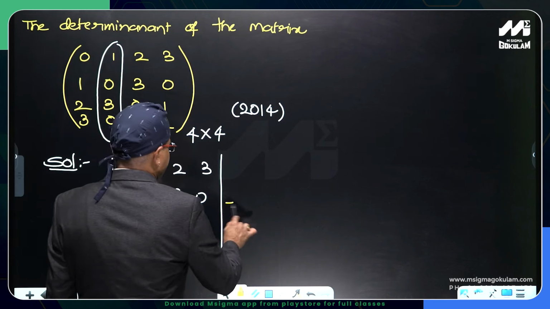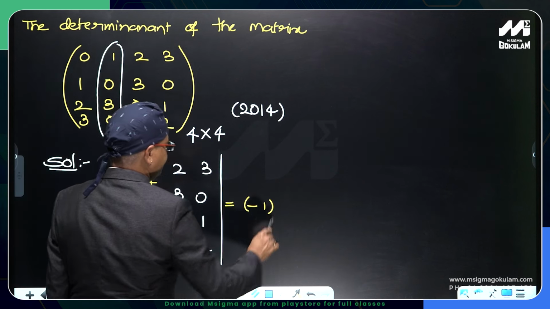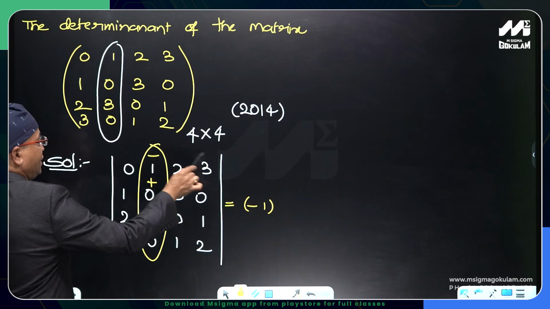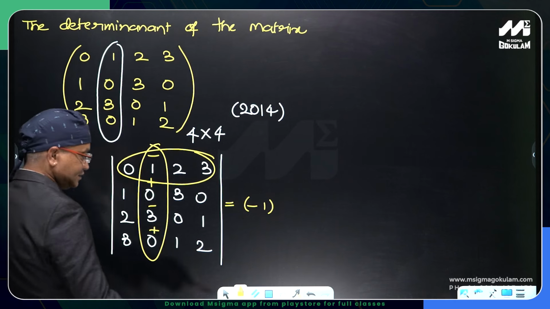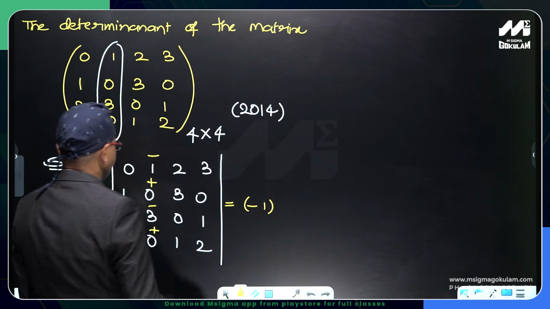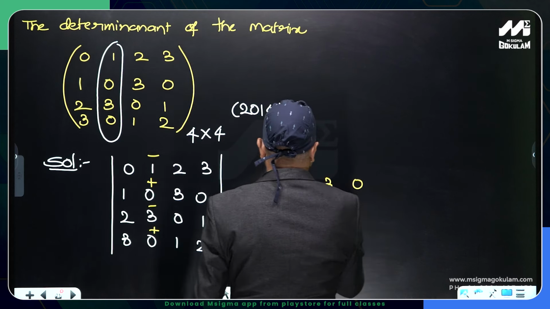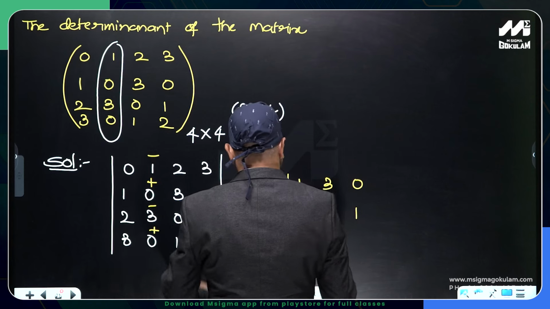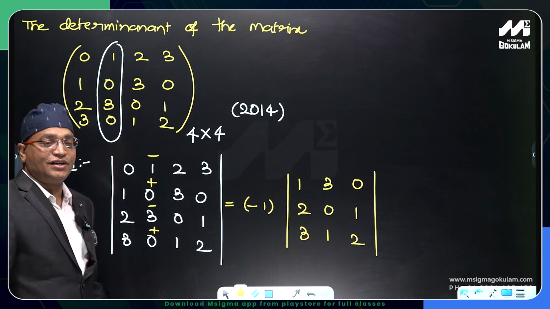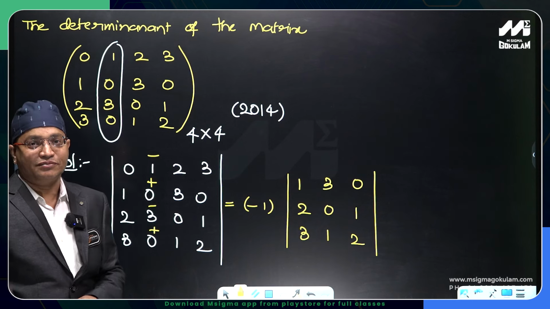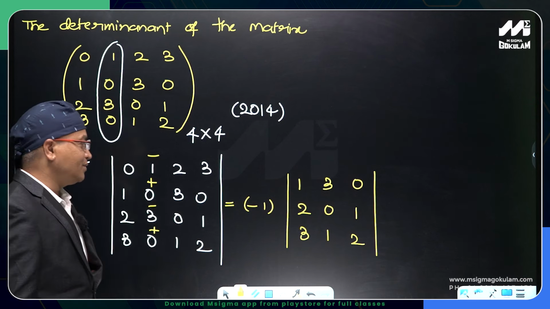Then what is the way to expand? You observe, minus 1 into, we should remove that particular column and row. All the remaining elements we have to write in a 3 by 3 determinant. So here 1, 3, 0, 2, 0, 1, 3, 1, 2. Like this. Next, 0 into another 3 by 3 determinant will come. No need to take it, because 0 into whatever the value, you get 0. Then you take minus 3 into.